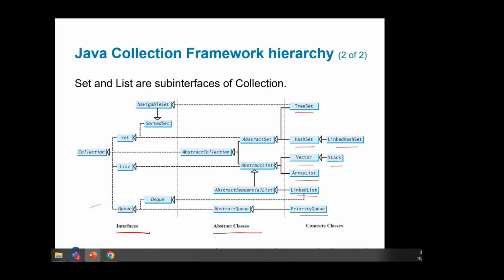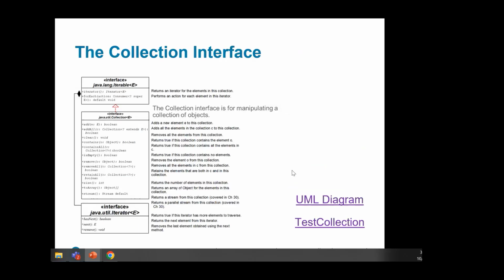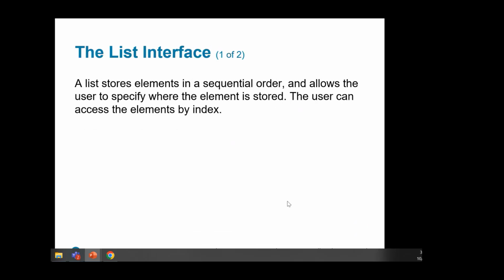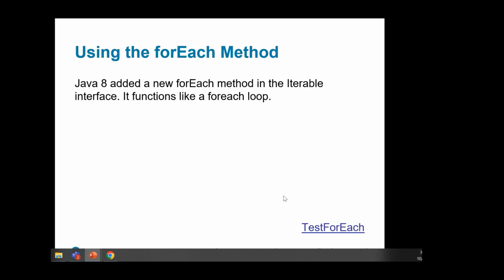So list is the interface we talked about, which has all the methods but not implemented, then this is the abstract class. And then from there, these are the concrete classes, linked list and array list, where we are actually going to implement and create. Then in Java 8, we also have the for each method, so we can iterate through like a for loop.